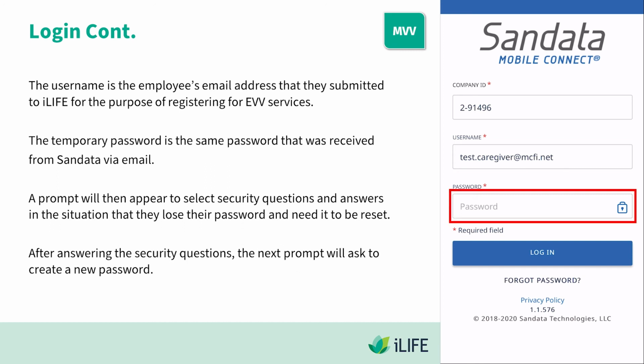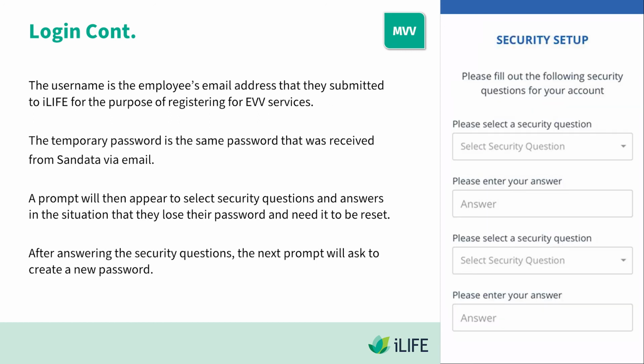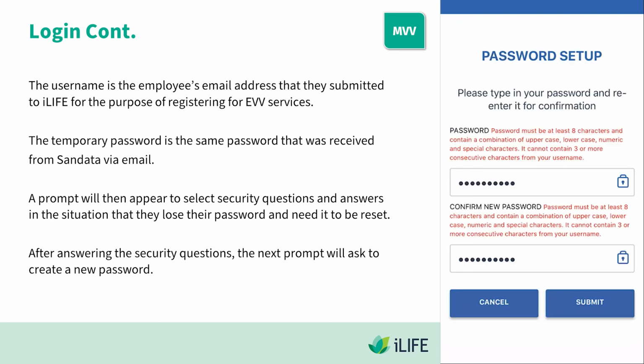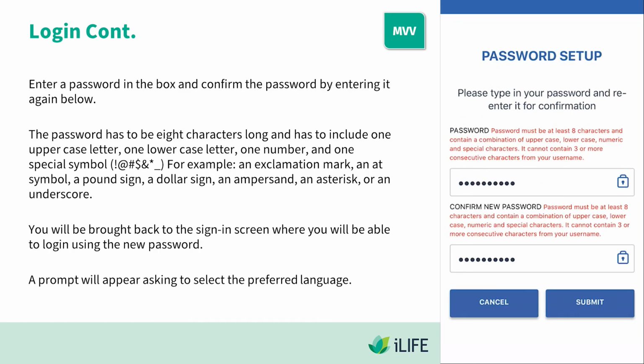The username is the employee's email address that they submitted to iLife for the purpose of registering for EVV services. The temporary password is the same password that was received from SANdata via email. A prompt will then appear to select security questions and answers in the situation that they lose their password and need it to be reset. After answering the security questions, the next prompt will ask to create a new password. Enter a password in the box and confirm the password by entering it again below.